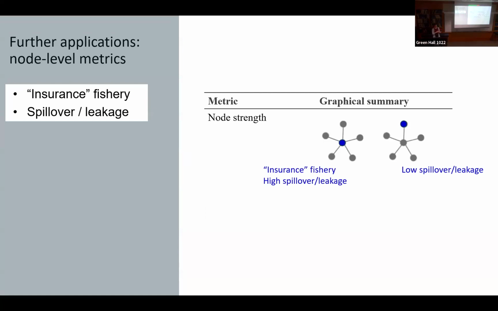So both of the examples that I'm going to talk about use a metric of node strength, which quantifies how connected a single node is to other nodes in the networks. And I've leaned on this graphical summary again, just to show that a node with high strength would be that central node in a star network on the left-hand side, and then low strength would be a peripheral node.